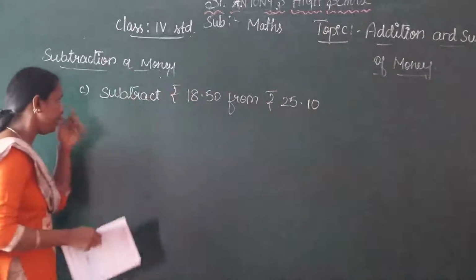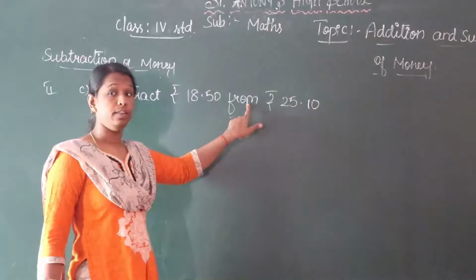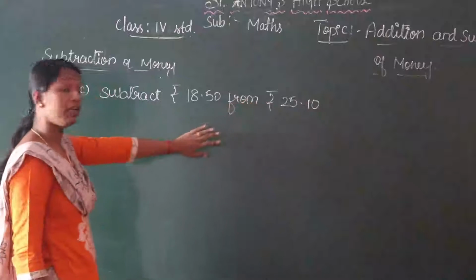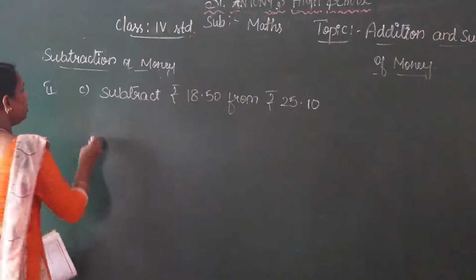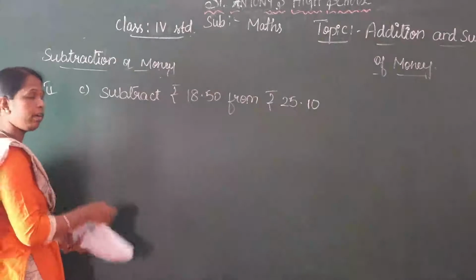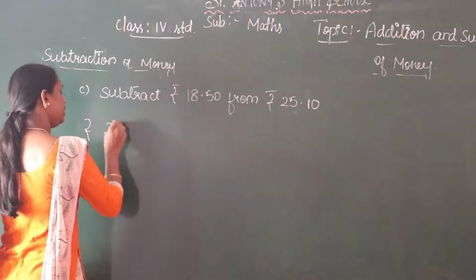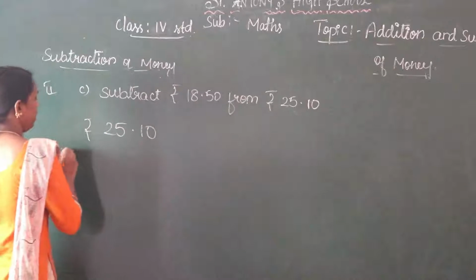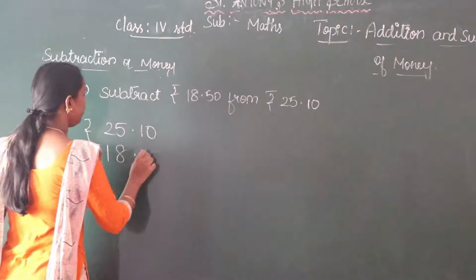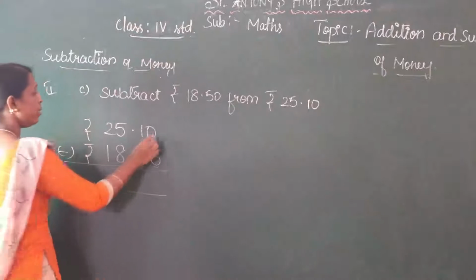So observe carefully. Subtract rupees 18.50 paisa from rupees 25.10 paisa. So here, which number do we have to write in the minuend column? That is rupees 25.10 paisa minus rupees 18.50 paisa. Now we have to do the subtraction.